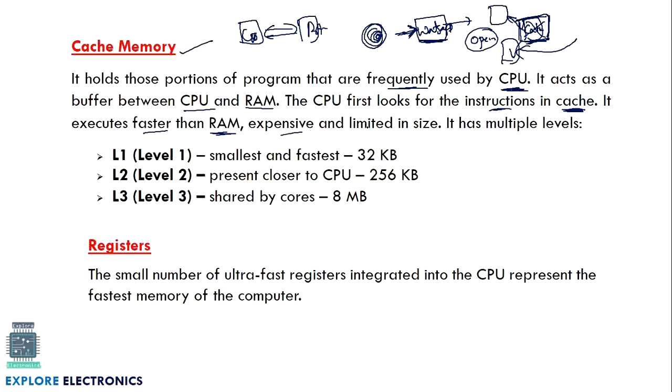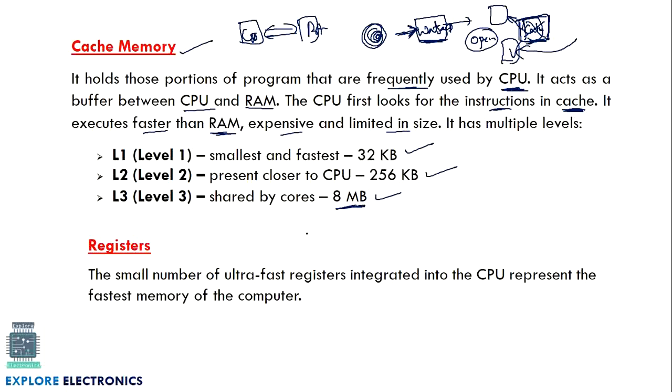And it is expensive, limited in size. In level 1, only 32 KB of cache memory is there. If it is level 2 type, it is 256 KB, and if it is level 3, only 8 MB. You can observe it is very less compared to RAM and ROM. RAM and ROM are very high memories compared to this cache.